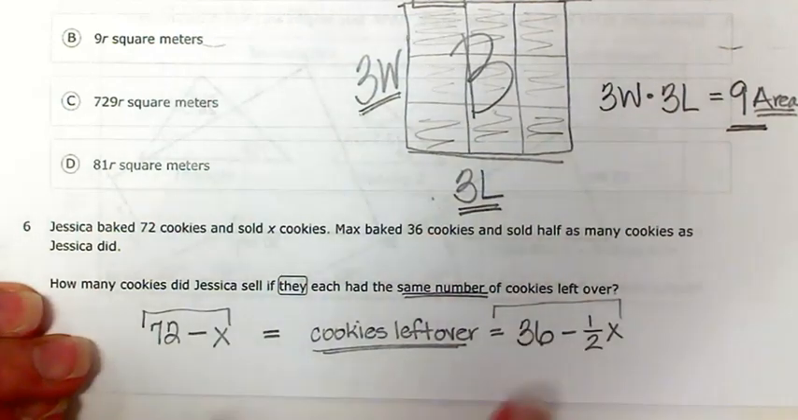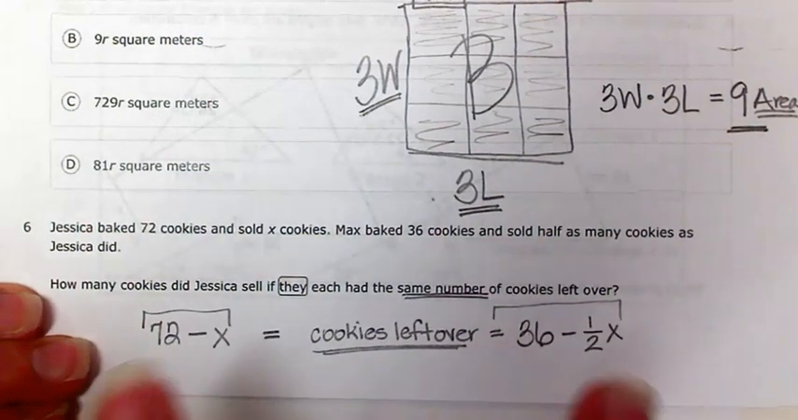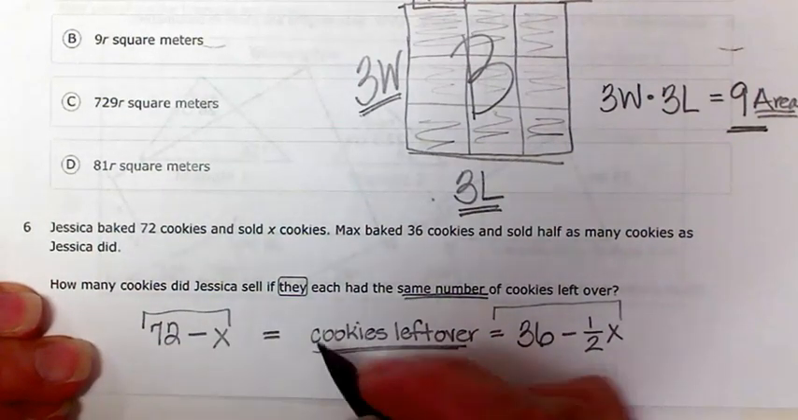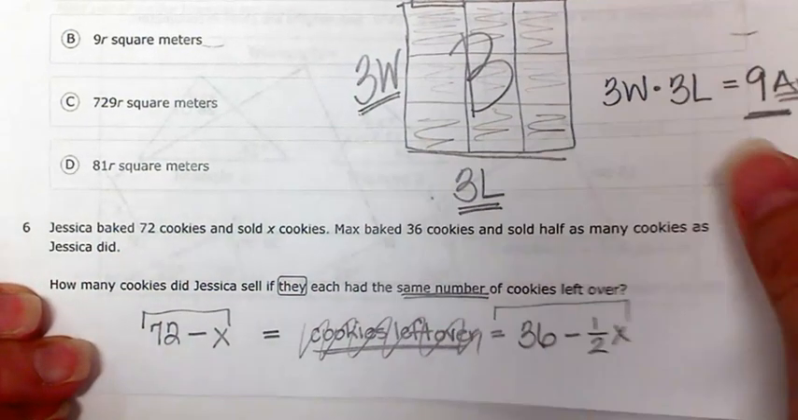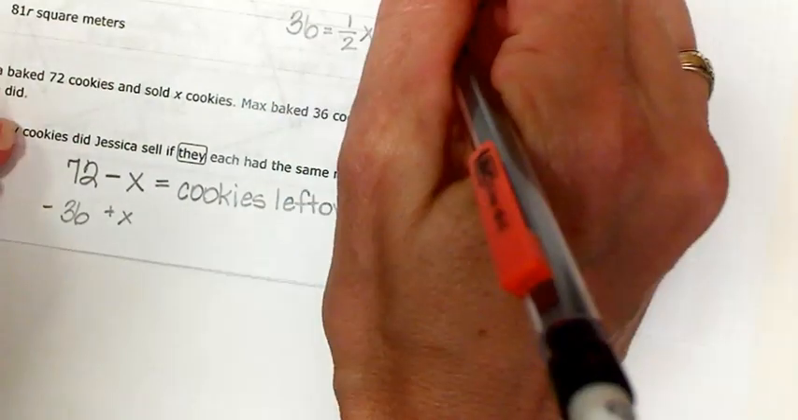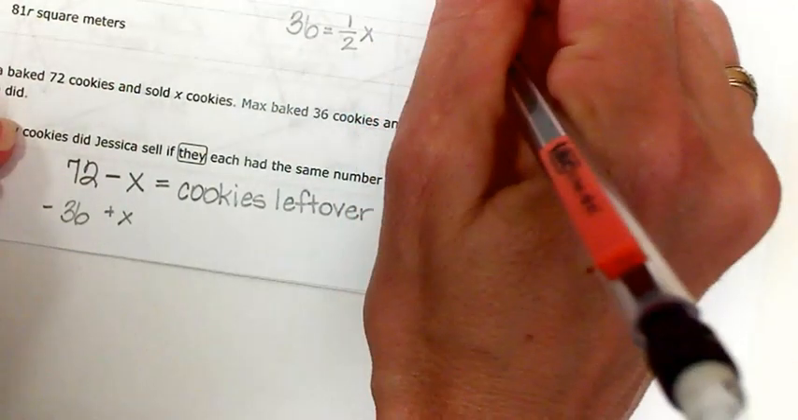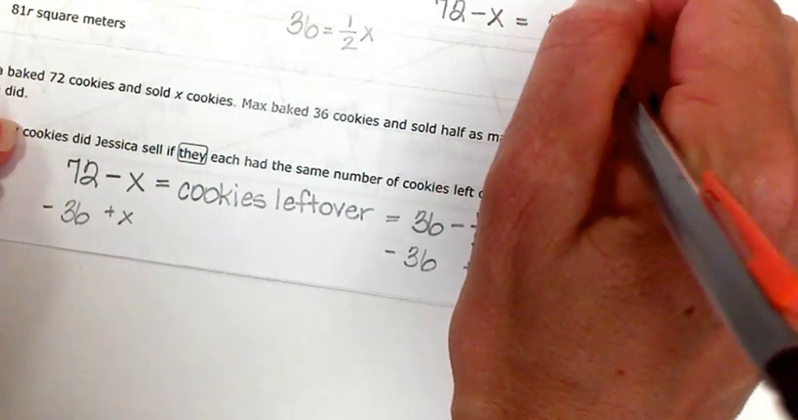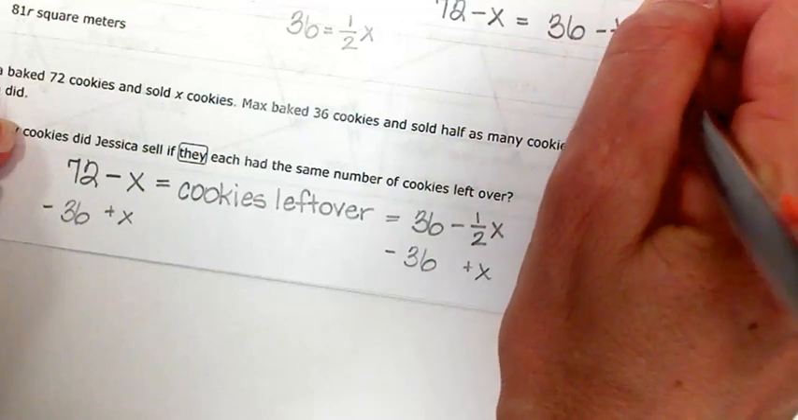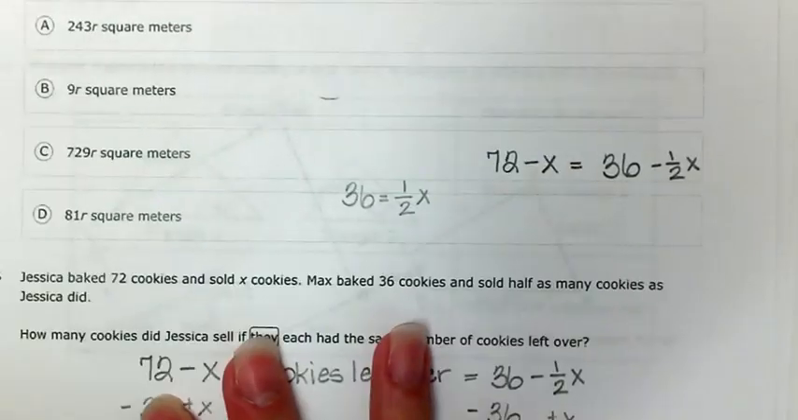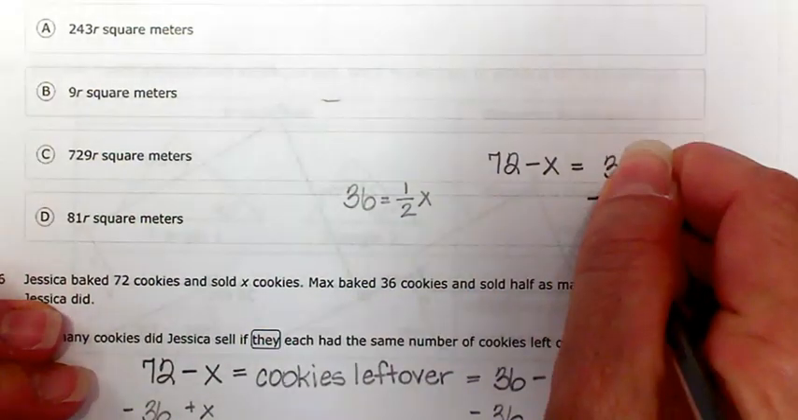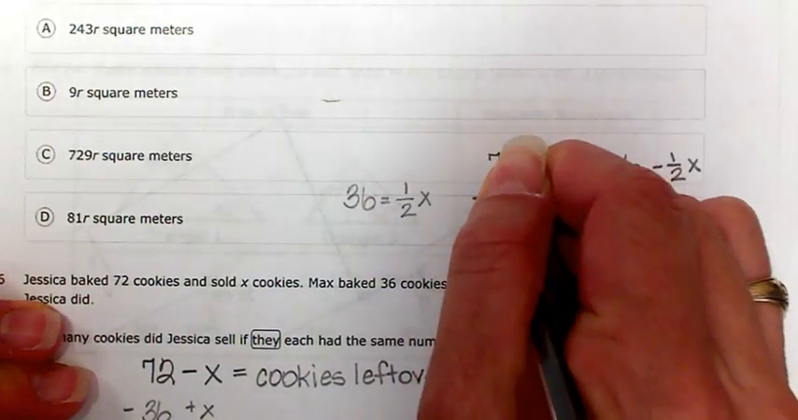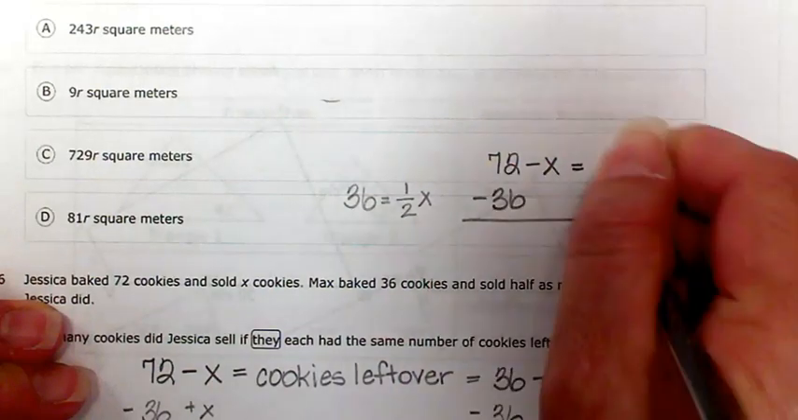Here's what Max did. But remember, they said that they have the same number of cookies left over, so we can just make them equal to each other. 72 minus the number of cookies Jessica sold is the same number as 36 minus the 1/2 cookies that Max sold. Okay? Here's what I'm going to do. Just going to rearrange, put my numbers on the same side.